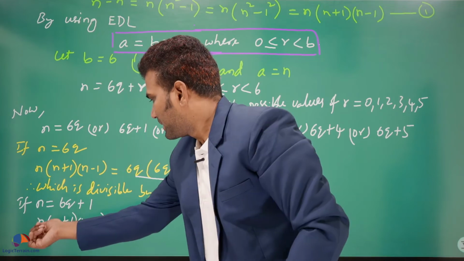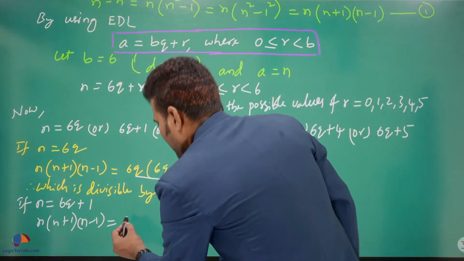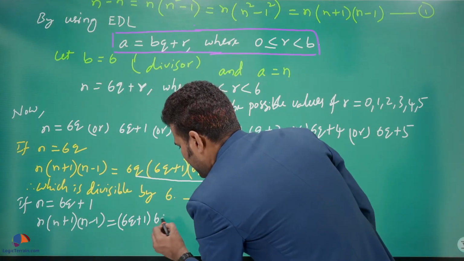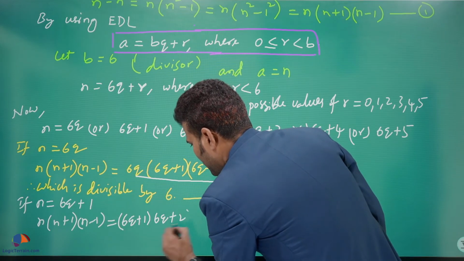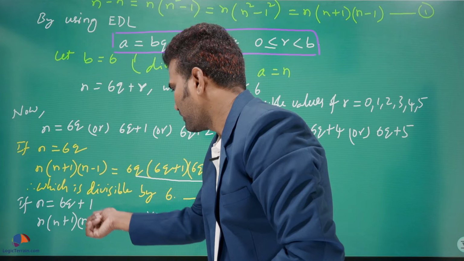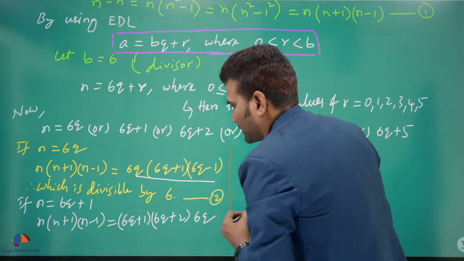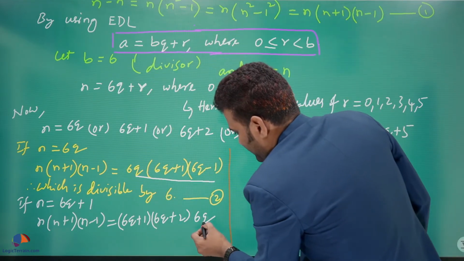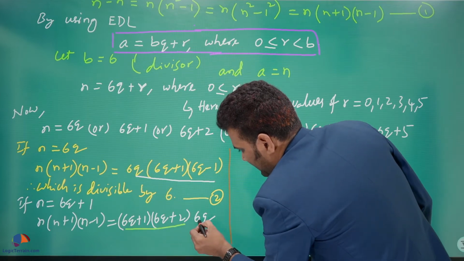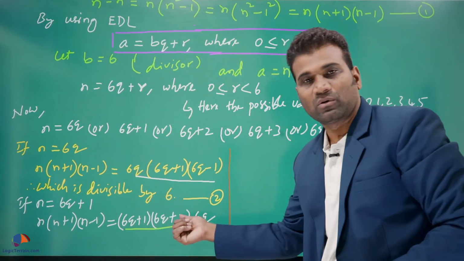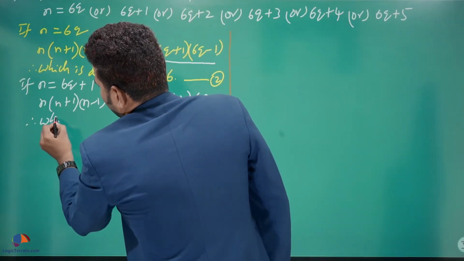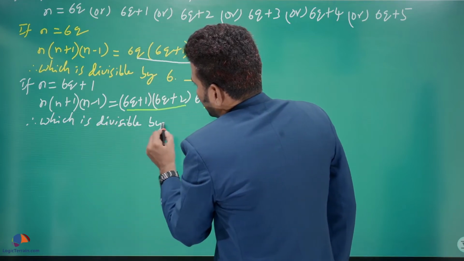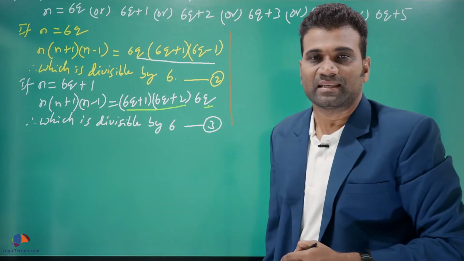Now again, replace n by 6q plus 1, and this becomes 6q plus 1 into n plus 1, that is 6q plus 1 plus 1, that is 6q plus 2, and n minus 1, 6q plus 1 minus 1, becomes 6q. So again, here you can clearly see that this entire thing is a multiple of 6, 6 into this whole stuff. Therefore, this is divisible by 6 again. Let us take this as number 3.